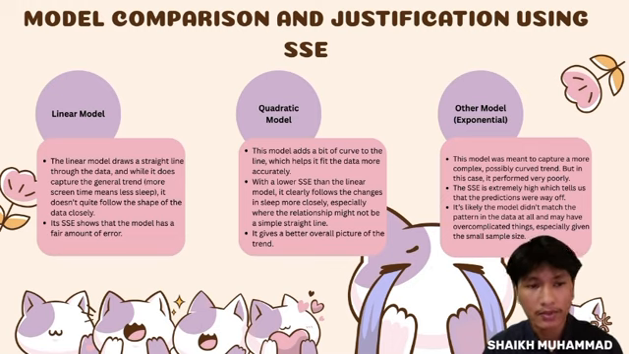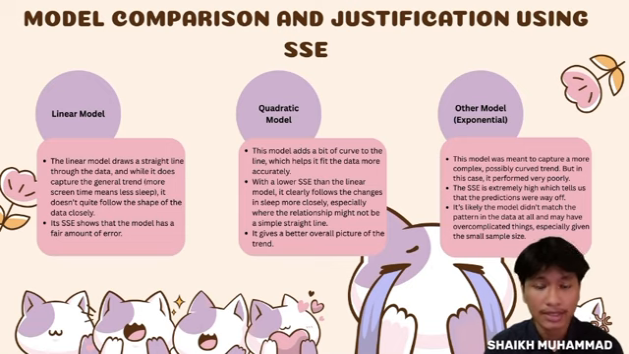For the next one, the quadratic model, this model adds a bit of curve to the line, which helps it fit the data more accurately. The SSE is also lower than the linear model, so it clearly follows the changes in sleep more closely, especially where the relationship might not be a simple straight line. Overall, it gives a better picture of the trend.